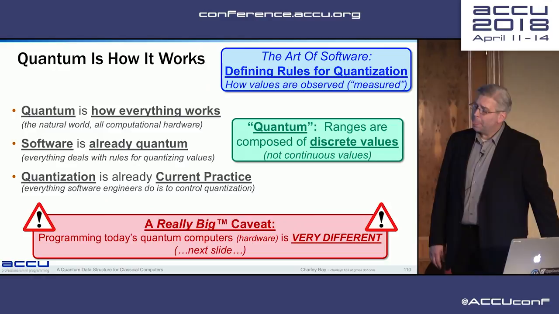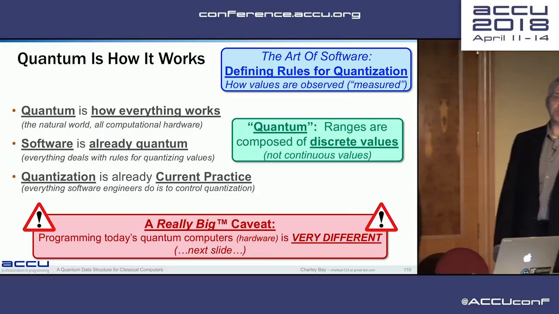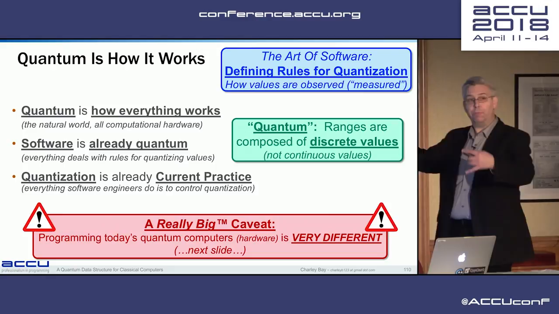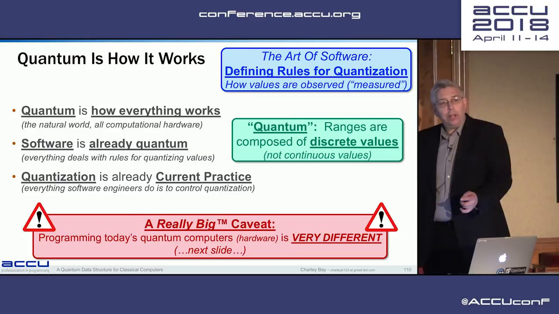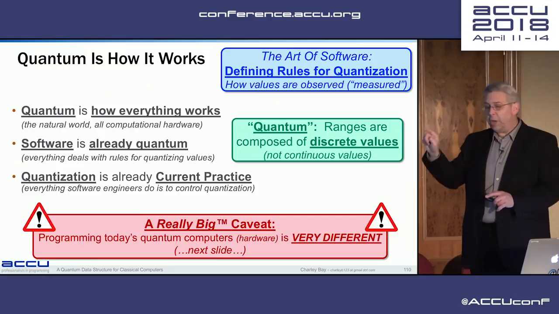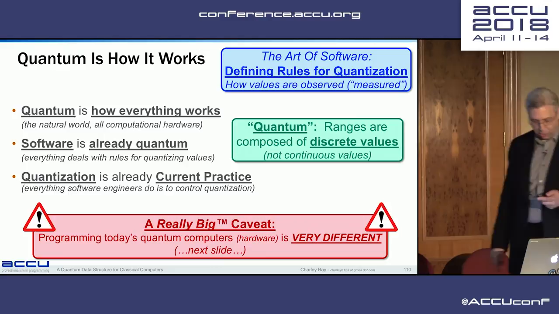But if the artist's software is defining rules for quantization, because everything drops to discrete values in this quantum data structure or in the observed world, the natural universe, the quantum universe, we kind of know that. It's kind of how everything works. You know, it's kind of already current practice, kind of no big deal. We got this weird thing about sequencing. It's in the object now, not the algorithm. But if you have a quantum computer at home, your software will look different. And we're not talking about that today, but let's tell you what's going to be different.